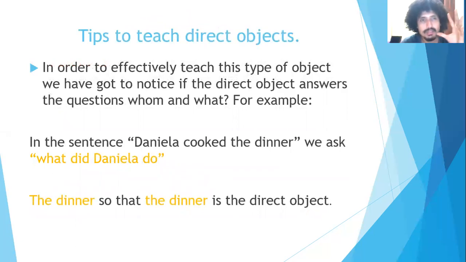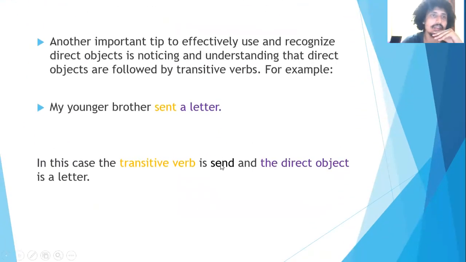So let's see some tips to teach direct objects. In order to effectively teach this type of object, we have to notice if the direct object answers questions like whom and what. For example, in the sentence, Daniela cooked the dinner, we wonder, what did Daniela do? The dinner. So that answer, the dinner, is the direct object. Another important tip to effectively recognize direct objects is understanding that they are preceded by transitive verbs. For example, my younger brother sent a letter. Send is the transitive verb, and a letter is the direct object.